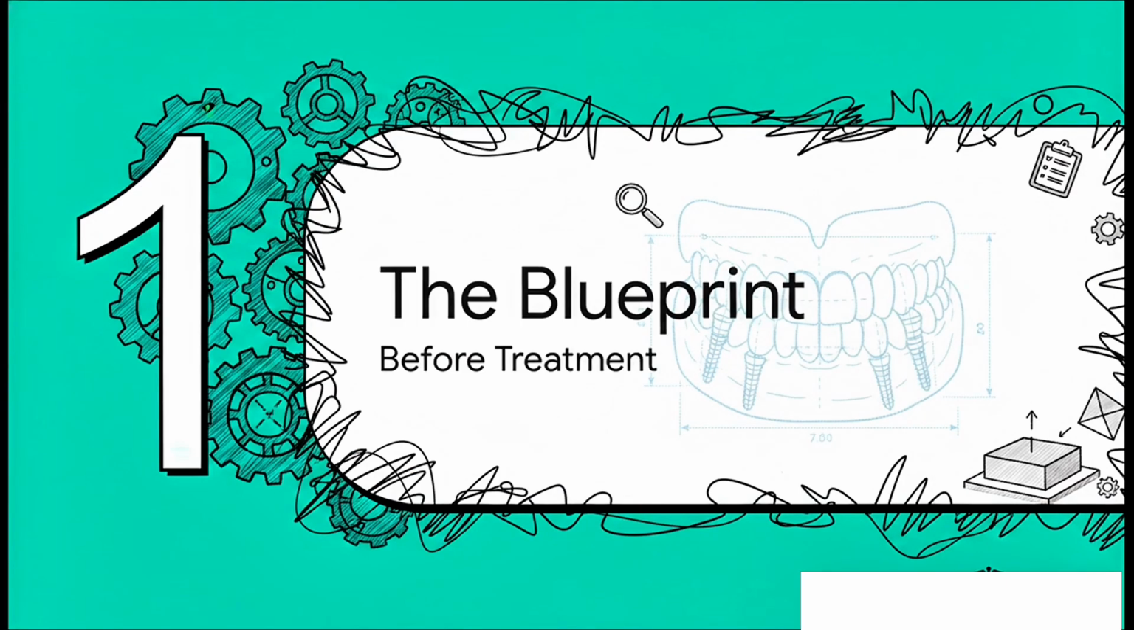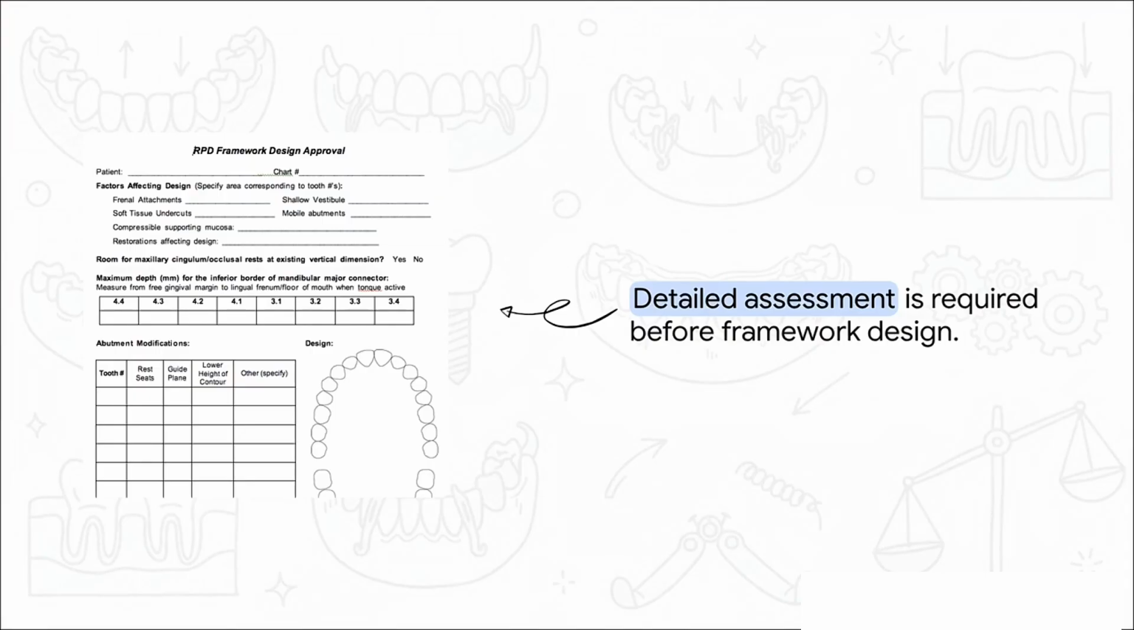Starting us off is Section 1, the blueprint before treatment. This is where we establish exactly why foundational planning is just totally non-negotiable. So just like a surveyor assessing a construction site before digging the foundation, a dentist has a very strict checklist. Before they draw a single line, they have to evaluate intraoral factors. We're talking about frenal attachments, soft tissue undercuts, how compressible the mucosa is, and the exact status of existing restorations. You literally cannot design this using a plaster cast alone. The living, breathing tissue has to dictate the blueprint.